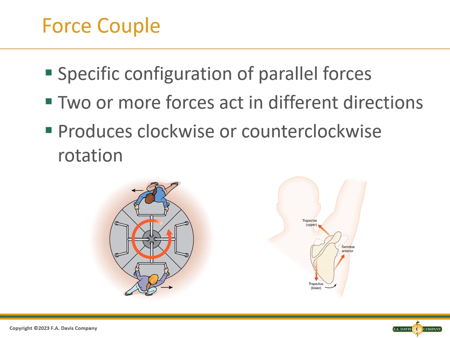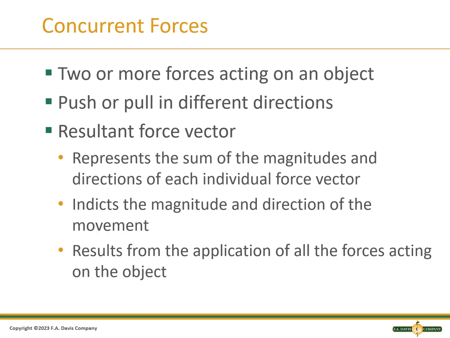On the left, you can see a common example of a playground merry-go-round using parallel forces, where the two people on opposite sides are pushing in opposite directions, but they're within the same plane in order to spin the merry-go-round. On the right side, we see an example of force couples in the body where the upper trap, lower trap, and serratus anterior all pull in different directions within the scapular plane to create upward scapular rotation.